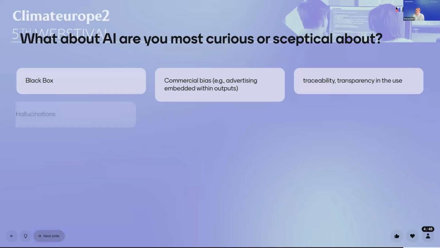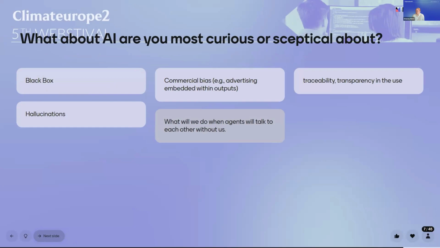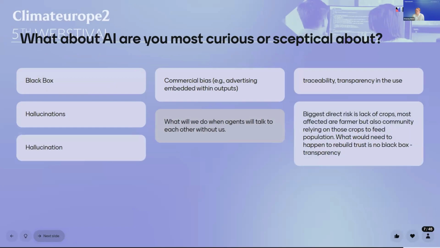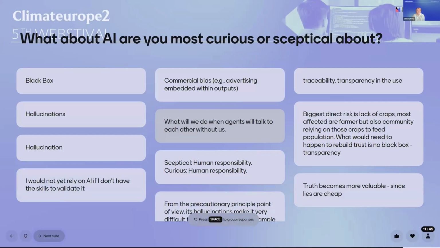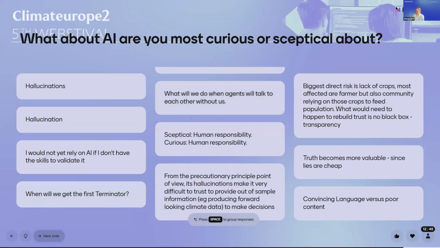Yeah, traceability, transparency in the use, hallucinations, what we would do when agents will talk to each other without us. Yes. Biggest direct risk is lack of crops. Most affected are farmers, but also community rely on those crops to feed the population. What would need to happen to rebuild that trust? No black box transparency. Truth becomes more valuable. Human response. Yeah, I like that one. Skeptical, human responsibility, curious, human responsibility.